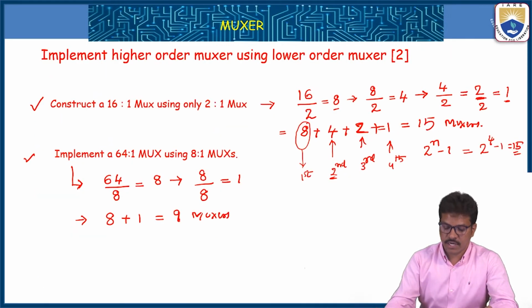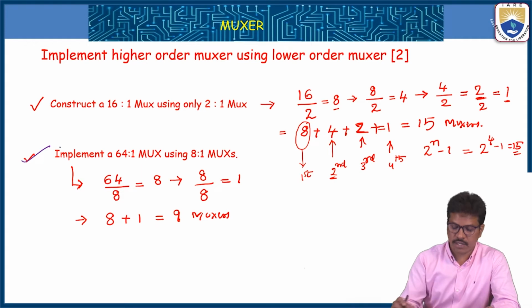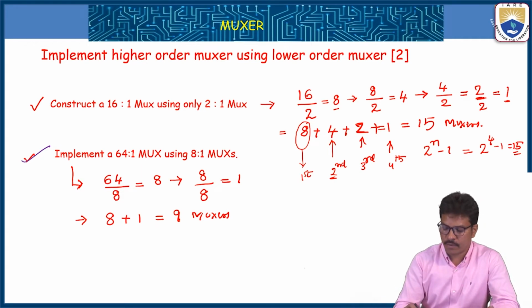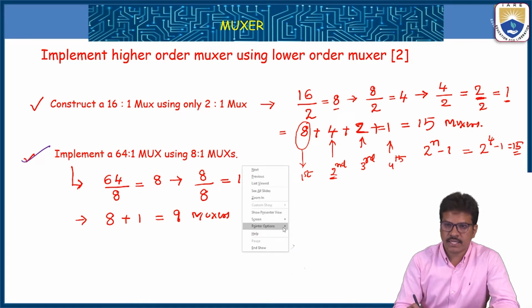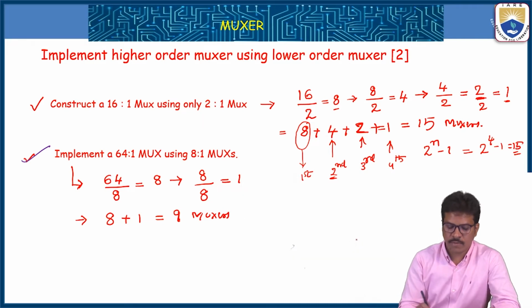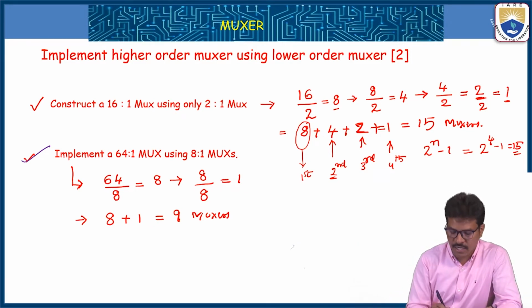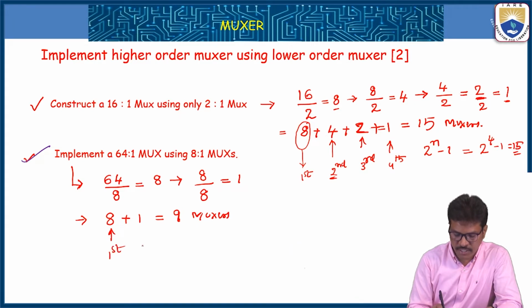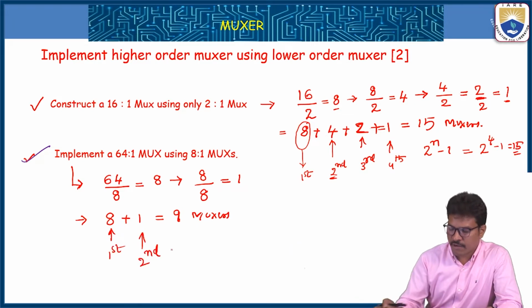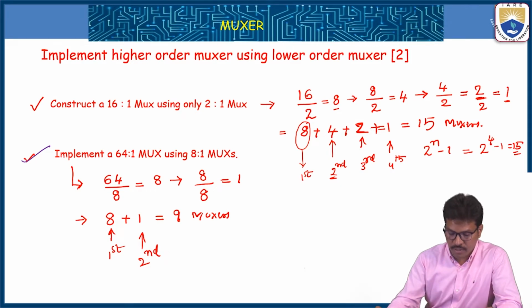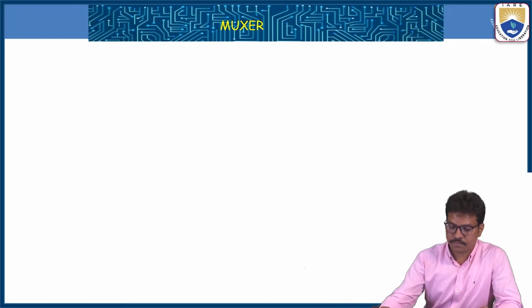If you see another example, the second example, the given mux is a 64 by 1 mux, but we have to implement it using 8 by 1 multiplexers. There are two stages, first stage and second stage. The first stage requires 8 multiplexers, the second stage requires only 1. So let us see those.